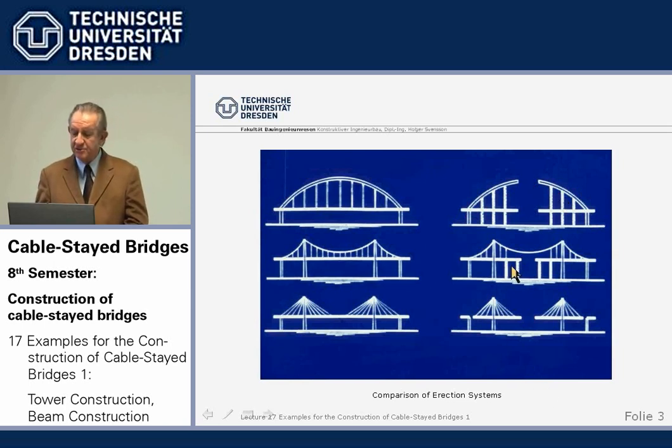The same is true for a self-anchored suspension bridge, which means a suspension bridge where the tension is in the hanger cable and this tension is taken up in compression in the beam. There again, before the beam is closed, we do not have this flow of forces, which means we need auxiliary supports to build the beam.